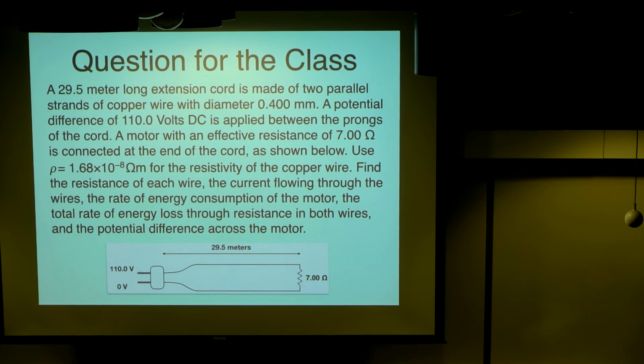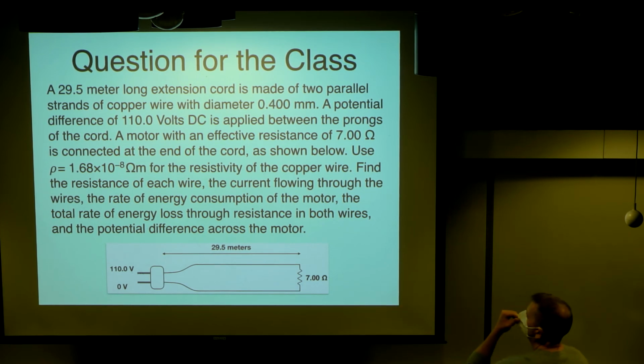Here, we have an extension cord. This is a 2.95 meter long extension cord made of 2 parallel strands of copper wire. And these strands of copper wire have a diameter of 0.4 millimeters. We're going to apply a potential difference of 110 volts between the prongs of the cord. This is typically what you'll find in a wall outlet, by the way. Okay, so we plug the 2 prongs into the wall outlet. Current flows through the wire, through our device, whatever that happens to be, and then back into the wall like this. That's the flow of current in this sort of situation.